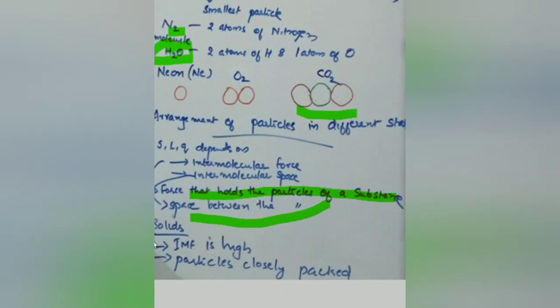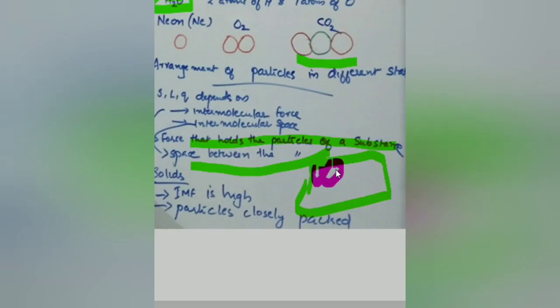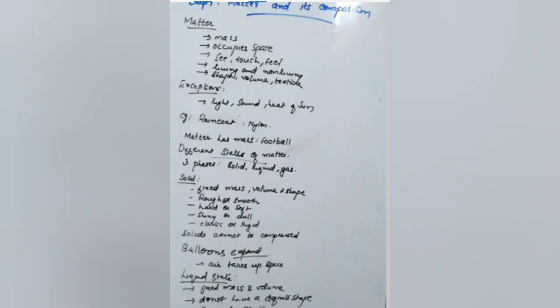Intermolecular space. Then coming to talk about solids. In the case of solids, the intermolecular force is high, as solids are closely packed. The molecules in solids are seen as what? They are closely packed, so no space is seen between them. So the intermolecular force will be high. And the particles are closely packed.